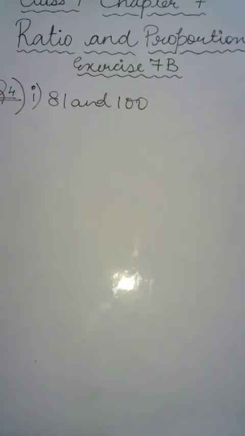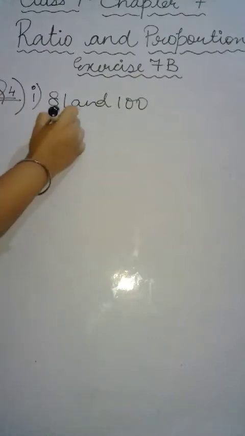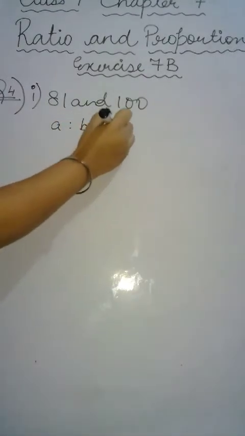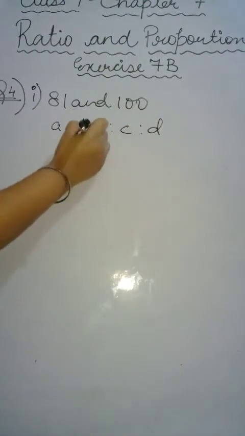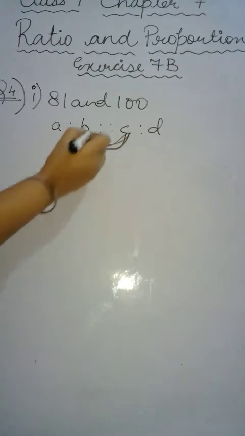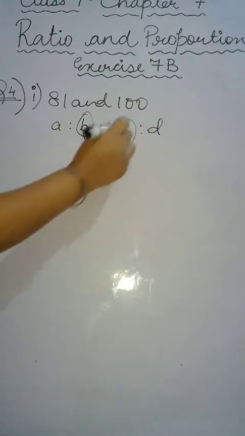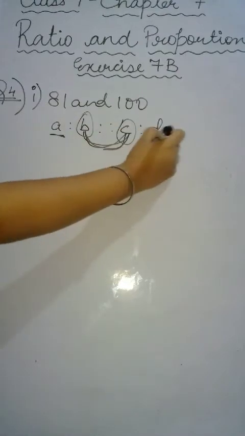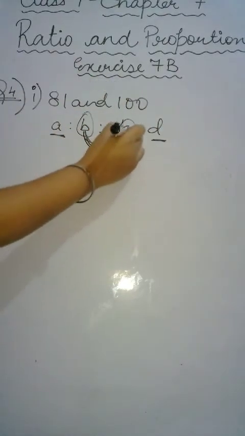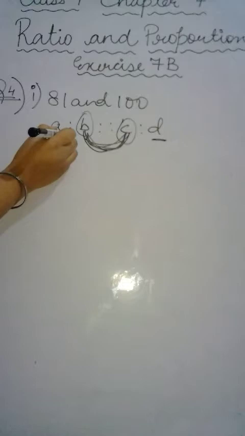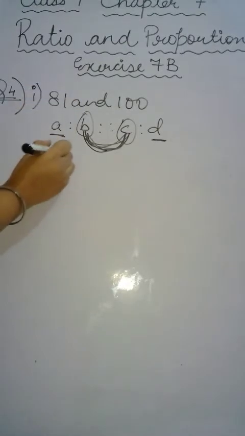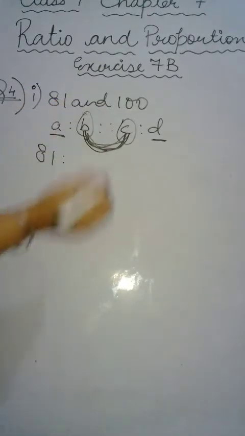Now in question number 4, you have to find out the mean proportion. What is mean proportion? Means A, B, C and D. These are called means. So you have to find out these two values. These two values are given in the question, and you have to find out the mean. So A will be 81 is to, take it as x.